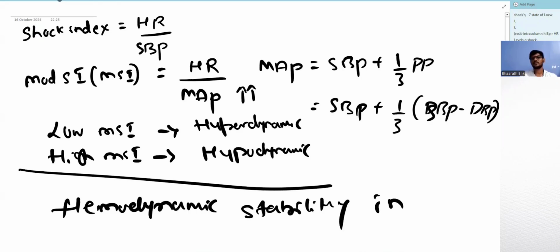So it is better than these considered individually. So this is considered a hemodynamic stability indicator. So this is one more index for the shock. One more is lactate levels, right?